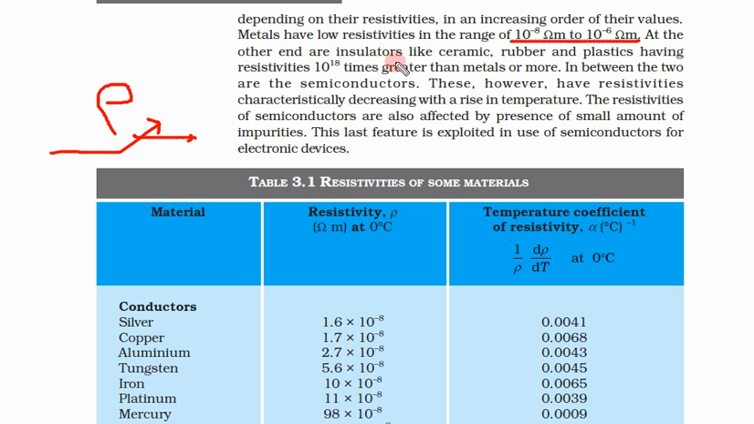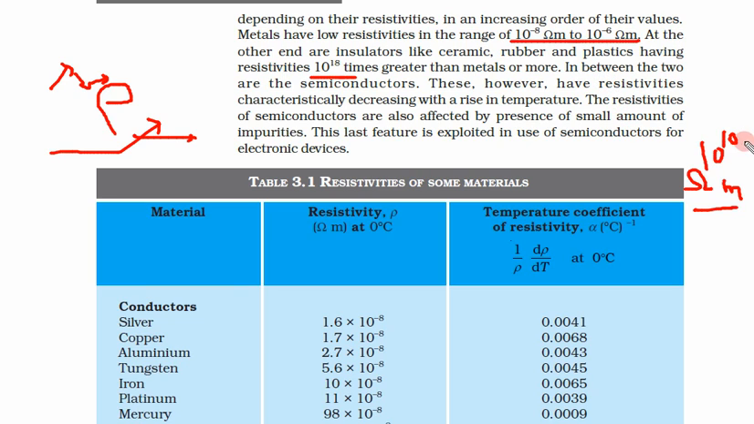At the other end, insulators like ceramic, rubber and plastics have resistivity 10 to power 18 times greater than that of metals or more. If you multiply this with this, you get a value of about 10 to power 10 ohm meter, which is very highly resistive. That means electrons or charge carriers cannot easily flow in these materials, hence they show almost no conductivity at all.